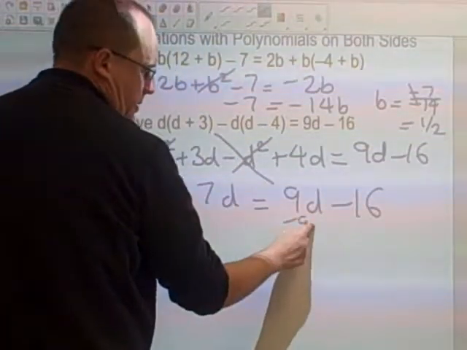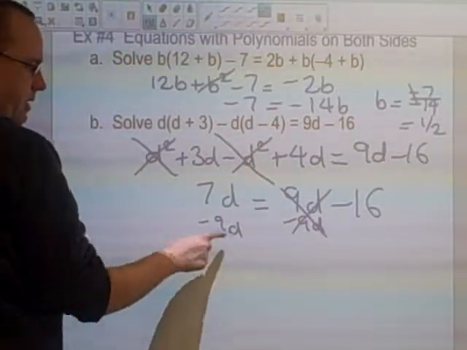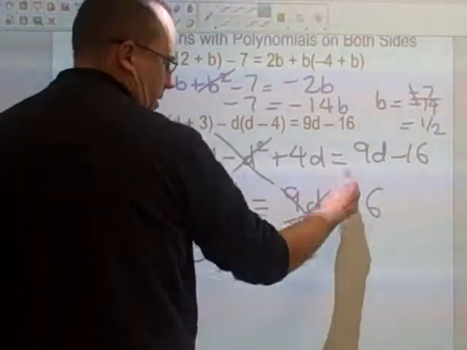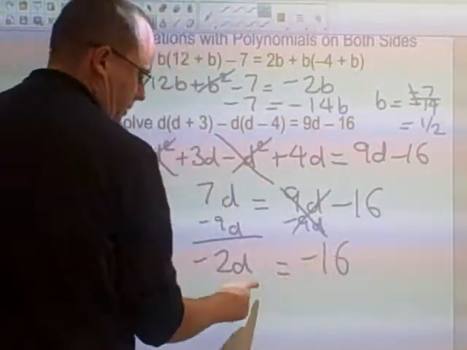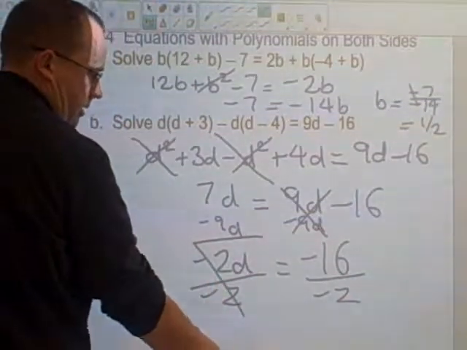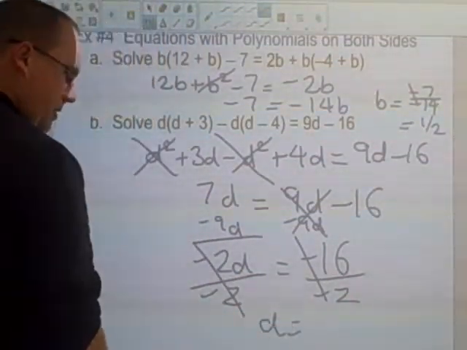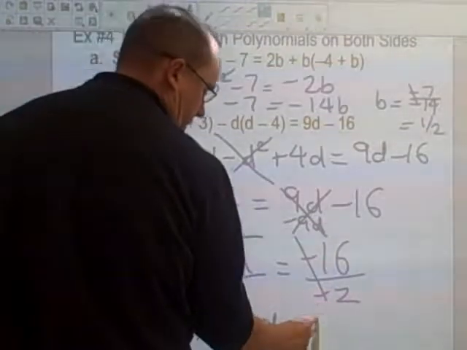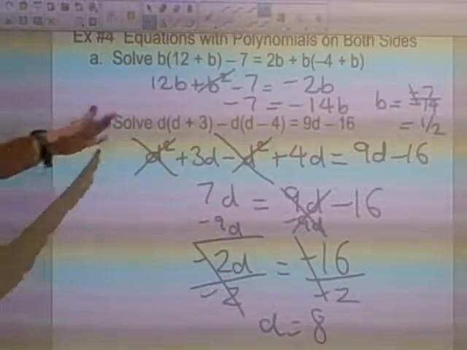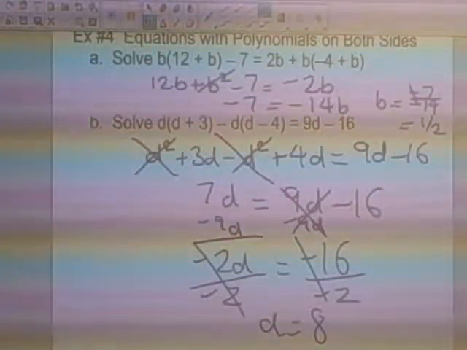Take away 9d from both sides. So 7d, take away 9d is negative 2d, equals this, don't forget the negative sign, negative 16. And then last step, divide both sides by negative 2, and it cancels. That also cancels, so we end up with d equals 16 over 2, which is 8. Ideally, we should also substitute that back into this equation just to make sure that is a solution for that equation.